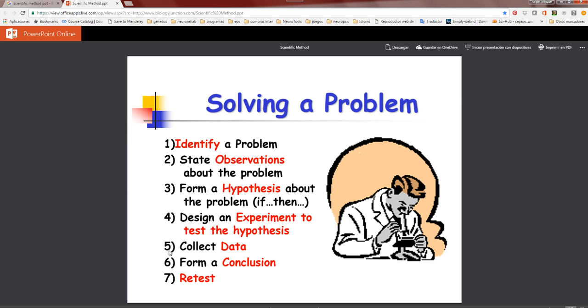After you have designed and run the experiment, you collect the data in an orderly way, and you process the data to reach and form a conclusion. If the conclusion supports your hypothesis, you can move on to another new observation or a new hypothesis. But if the data is not supporting your first hypothesis, you need to retest it, and you need to make a new hypothesis that better fits with the data you obtained.